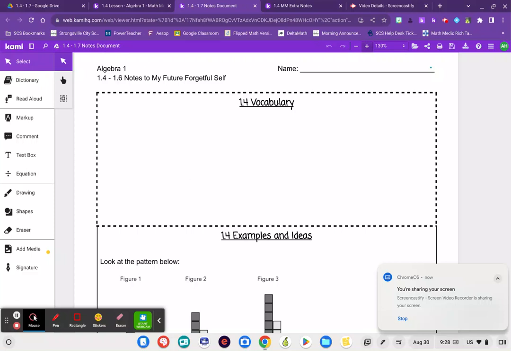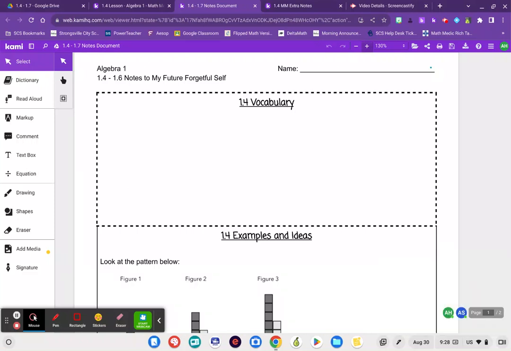Hassler here. I'm going to work through the 1.4 vocabulary and then the 1.4 examples and ideas so that we understand what is happening in this unit. And if you have questions, make sure that you check in with your teacher.